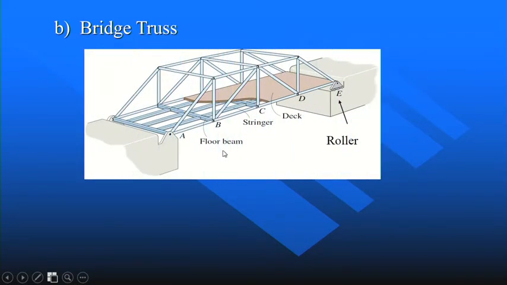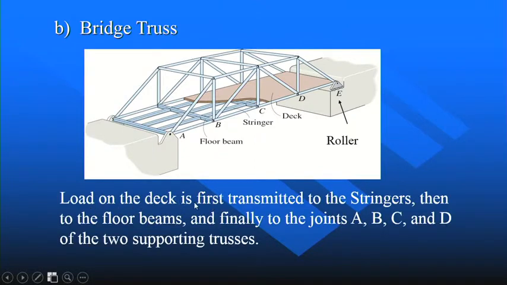B. Bridge truss. Here is a bridge truss. Load on the deck is first transmitted to the stringer. This is the stringer. Then to the floor beams. This is a floor beam. And finally to the joints A, B, C, and D of the two supporting trusses. So on the two sides, there are two trusses which compose the bridge structure.